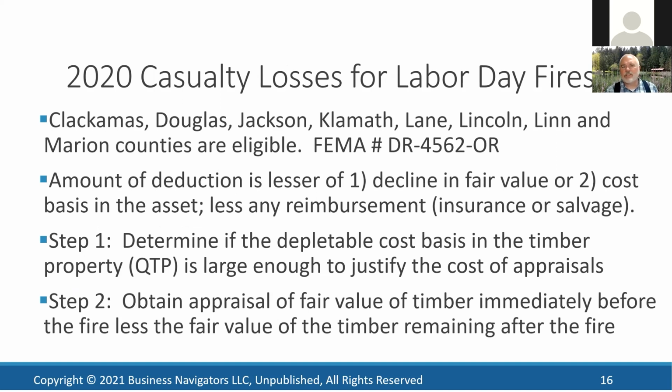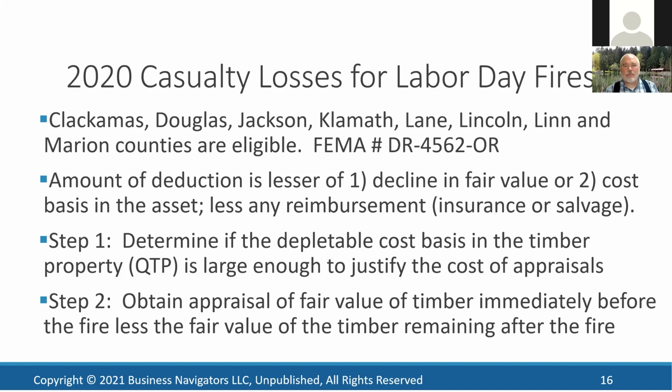But we want to finish up today talking about casualty losses. As we all know, we had this huge fire that burned a little over 1 million acres. The 2017 Tax Cuts and Jobs Act basically limited casualty loss deductions to federally declared disasters. So we have to have a federally declared disaster before we can deduct a casualty loss. In this case, for Clackamas, Douglas, Jackson, Klamath, Lane, Lincoln, Linn, and Marion counties, there was a federal disaster declared for the Labor Day fire, for both fire damage and wind damage.